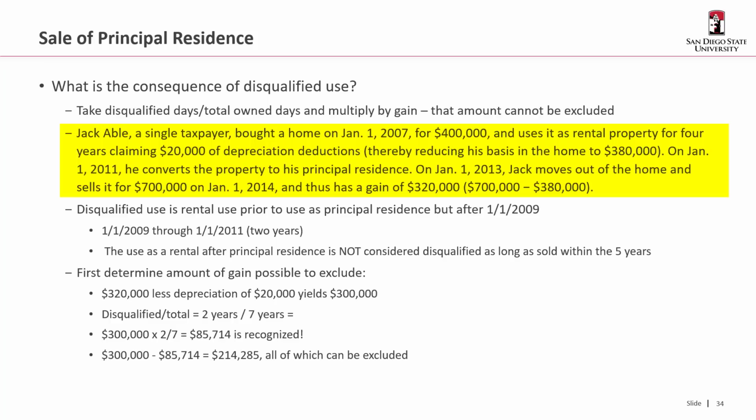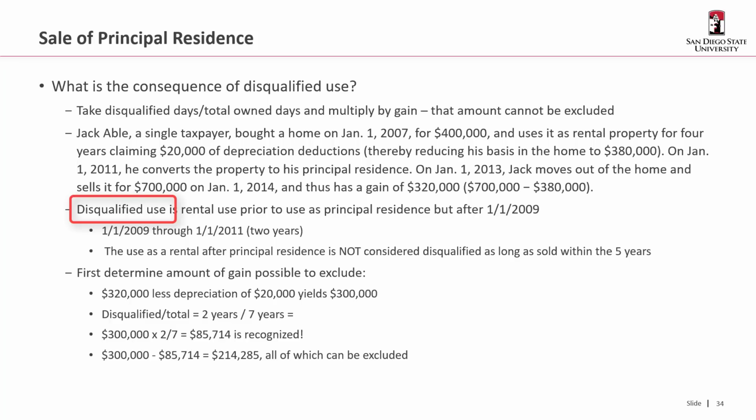and sells it for $700,000 a year later, right? So he moves out of the home. He's unable to sell it immediately, but a year later, he is able to sell it. So as a result, he has a gain. He sold it for $700,000. His basis is $380,000. He has a $320,000 gain. So ordinarily, we'd simply say, okay, well, he gets to exclude $250,000 of that, and the remaining $70,000 is long-term capital gain. However, he has disqualified use.